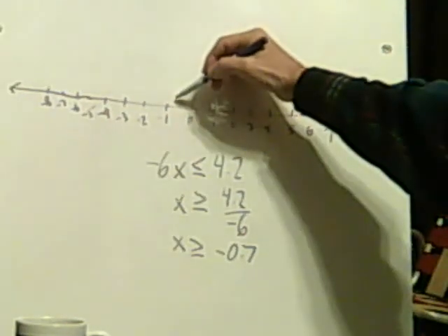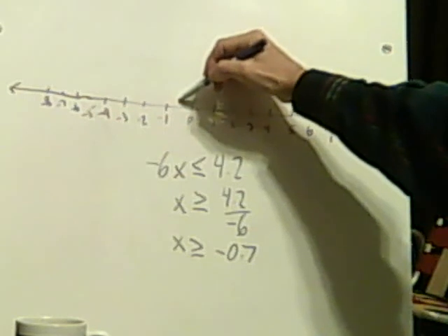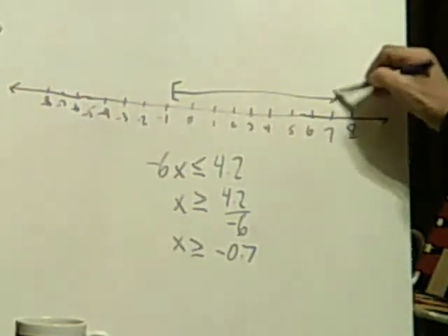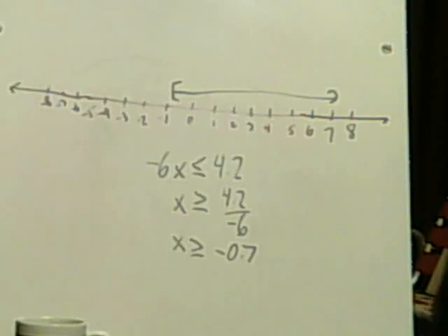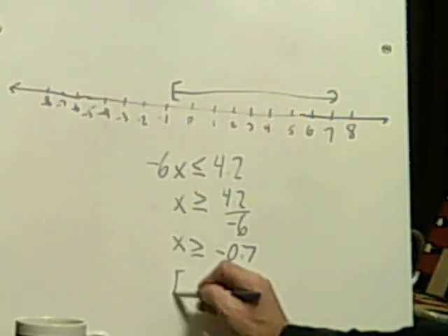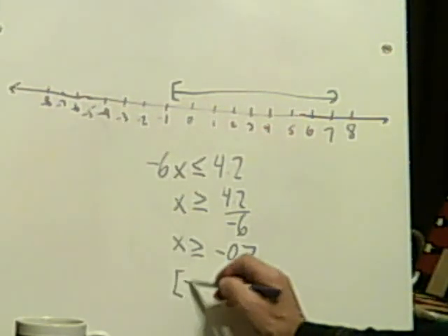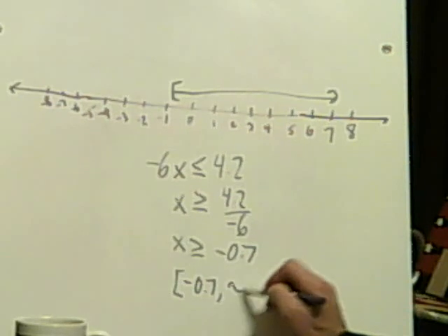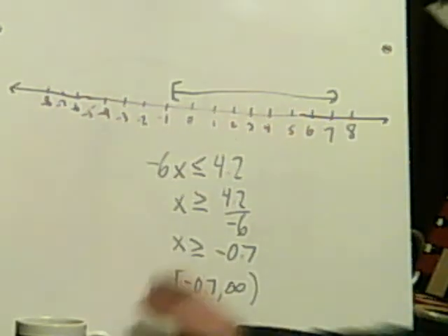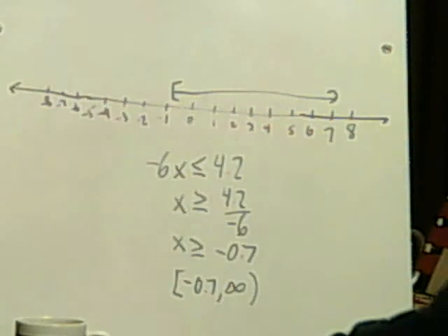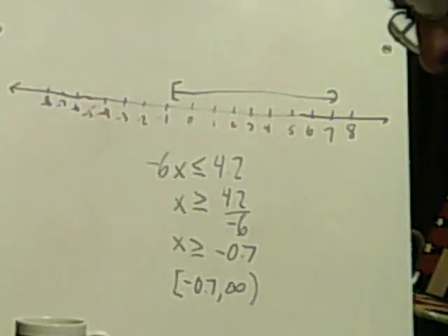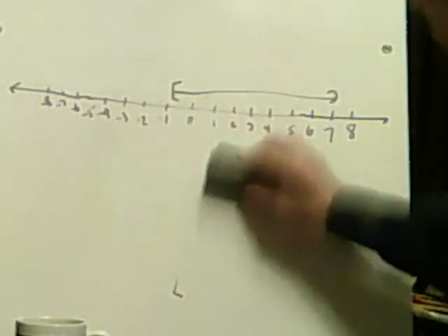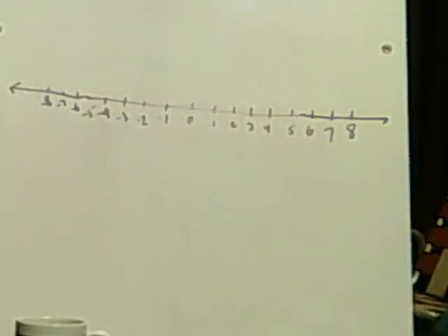Negative 0.7 is somewhere around here. It's going to be greater than or equal to, so we get the square bracket. We're going to go like this. So in the interval notation, that's going to look like square bracket, negative 0.7, and then we're going to put that infinity in. I'm going to use the close parentheses. That is number 40. Now we're going to go to 42, which I think is the last one on this homework assignment. I think we're only going to go up to 42. Or we could go up to 44.